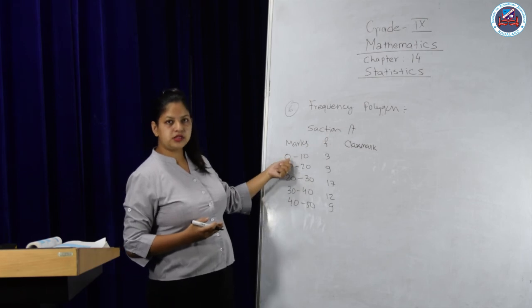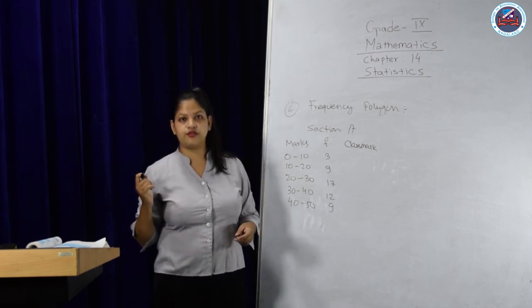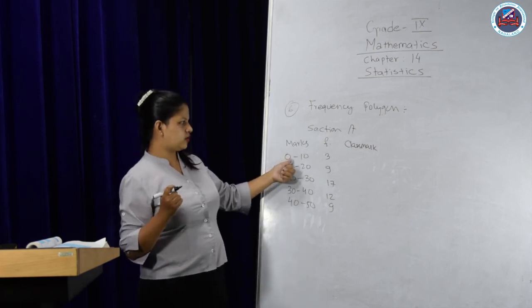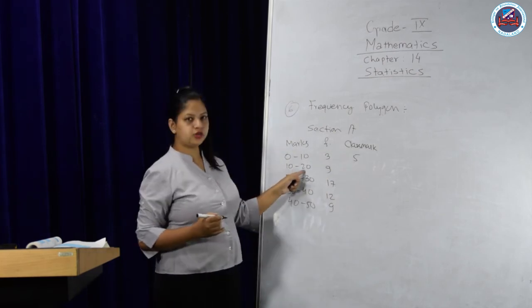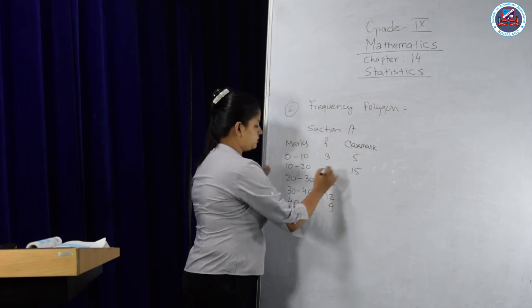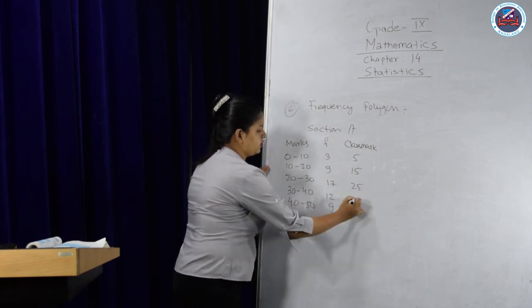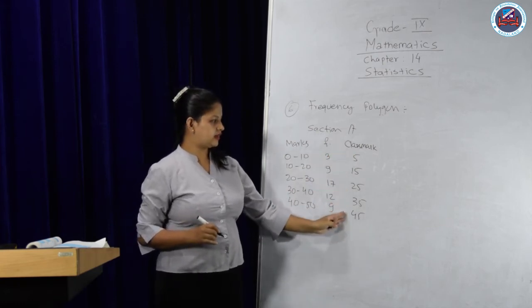But sometimes the given data is in decimal form, so how do we find it? Upper limit plus lower limit divided by 2. In that way you will get the middlemost value, which is an average calculation. 0 plus 10, 10. 10 by 2 is 5. 10 plus 20, 30. 30 by 2 is 15. Same goes on, 25, 35, 45. In this way you can find the class mark.